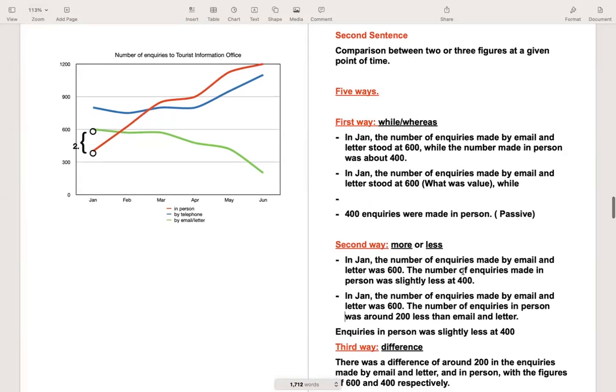Another way is writing 400. You can even write that the number of inquiries was around 200 less. You can calculate the difference and write that the difference was 200 less. So you can do it like that also, or 200 more if it's the case of more. So you can write 200 less or 200 more. Is that clear? Okay.